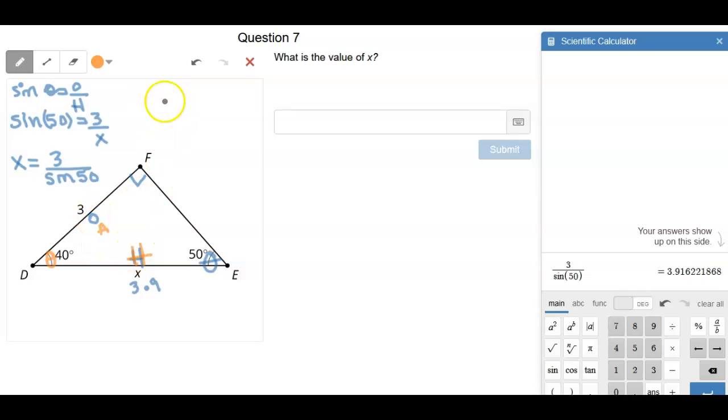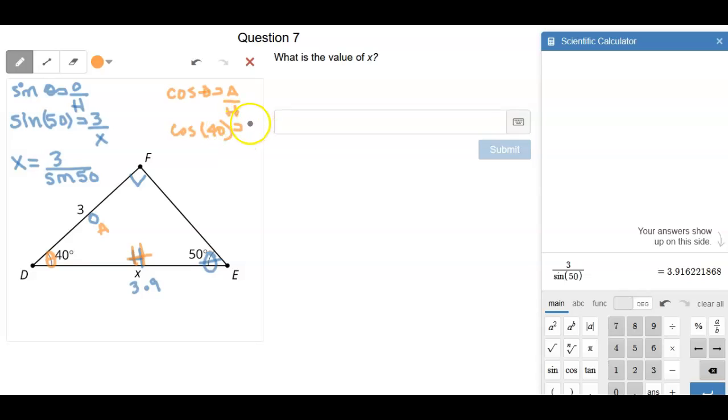So because we have the adjacent and the hypotenuse this time, we would be using the cosine of theta, which is the adjacent over the hypotenuse. So we have the cosine of 40. And again, here's the sine of 50. It's equal to the cosine of 40. 50 and 40 are complementary angles, so we should get the same thing.